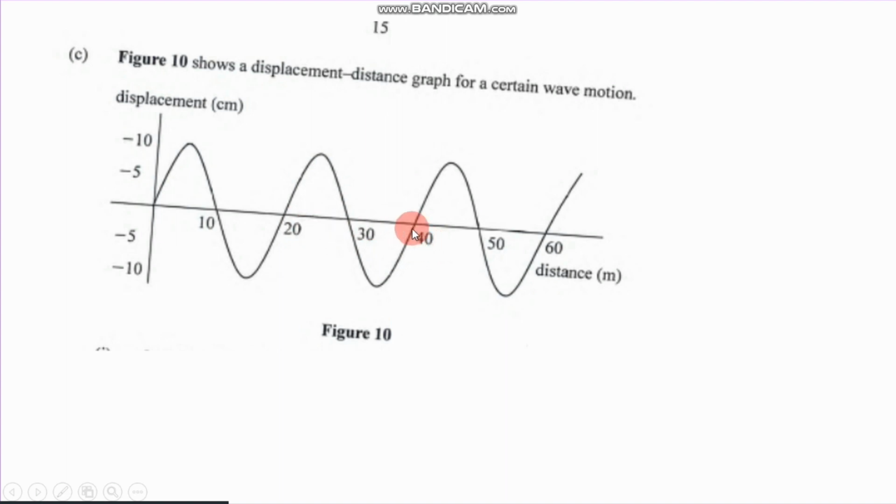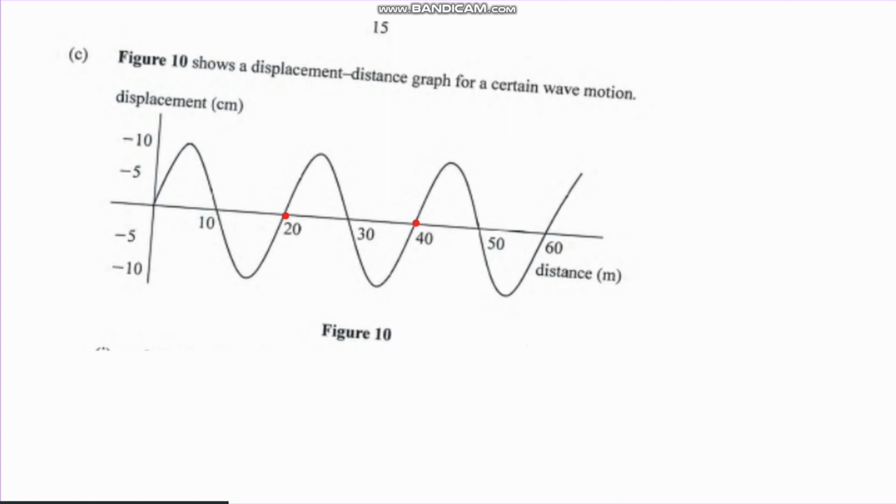So in this case we have the first point as 20 meters and the second point as 40 meters. So the wavelength is the distance between this 20 meters and 40 meters, or it can be the distance between the 30 meters and the 50 meters, or the 10 and the 30 meters. So that is the wavelength of this wave.